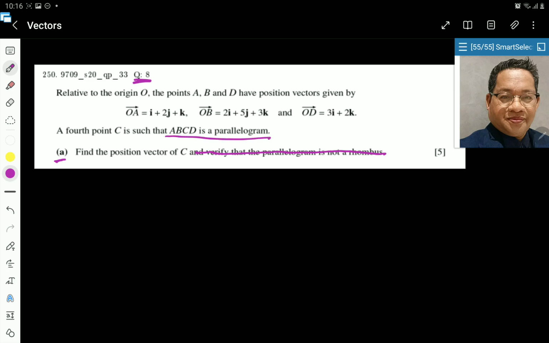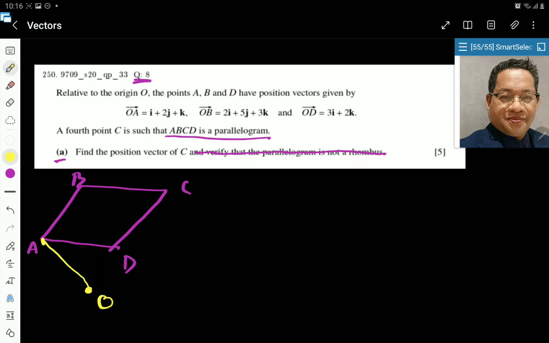So just for you to understand the concept, it doesn't look like a parallelogram, but anyway, let's say this is A, that is B, that is C, and that is D. And for example, this is your origin. So OA is this one, and this OA is 1, 2, 1.